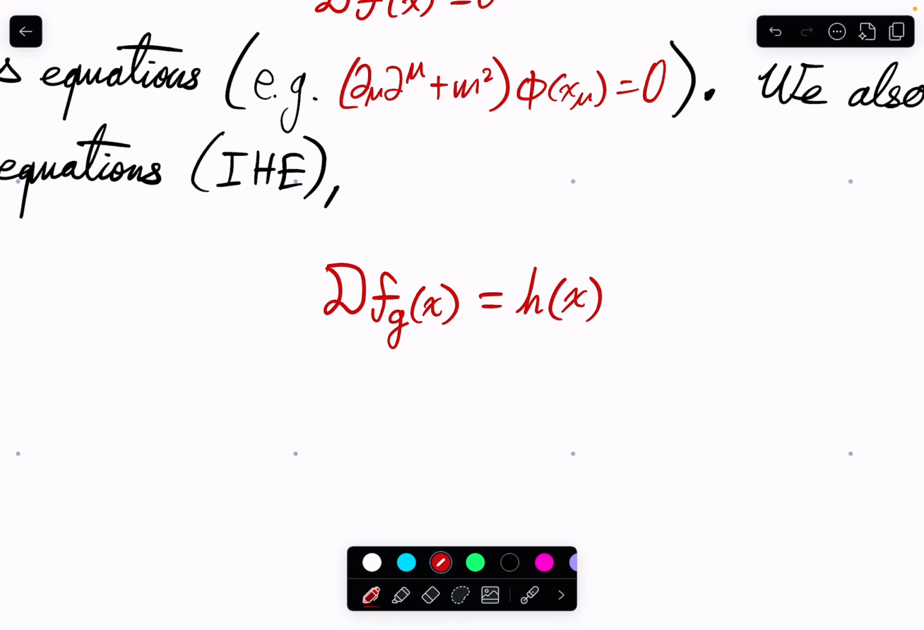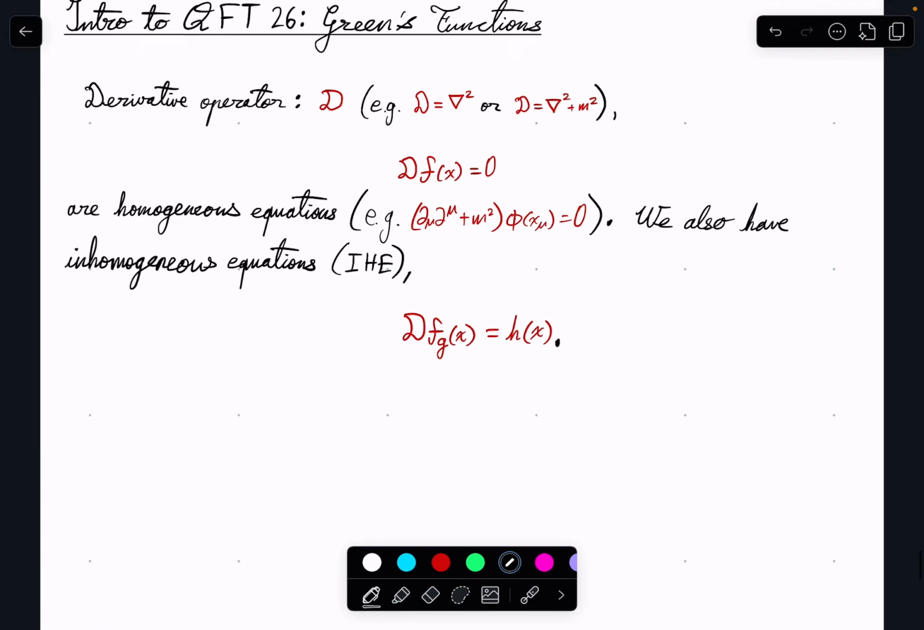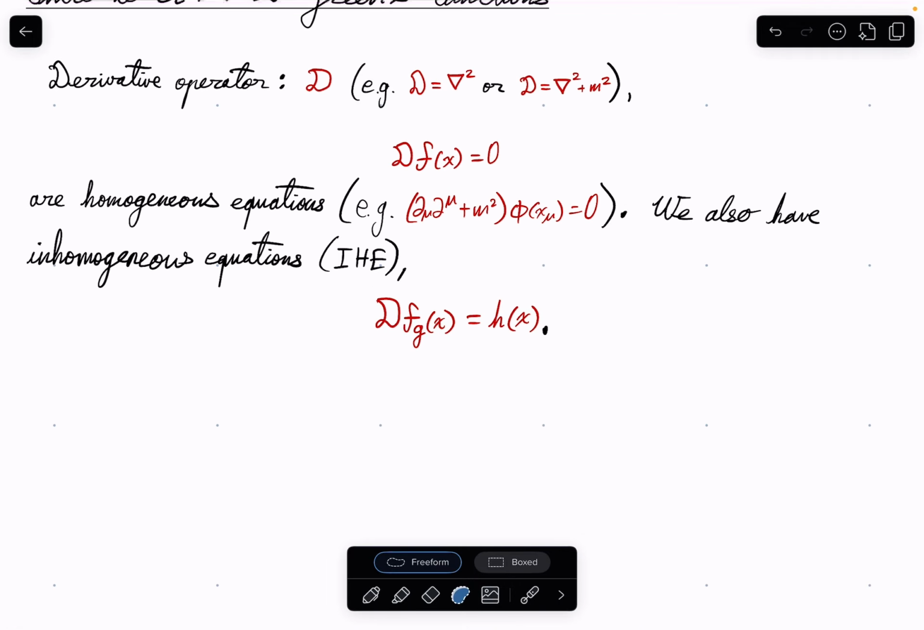So you can have inhomogeneous equations where the thing that represents the wave equation for the field, for example, the Klein-Gordon equation, now is equal to some function. And this function is also a field. So what this describes is some form of field interaction. It can be a completely new field, or it can be a self interaction. But in general, this is an inhomogeneous equation, and it describes some form of interaction.